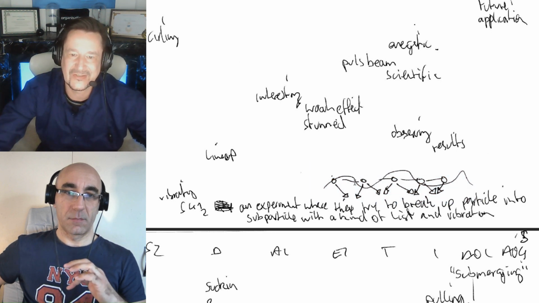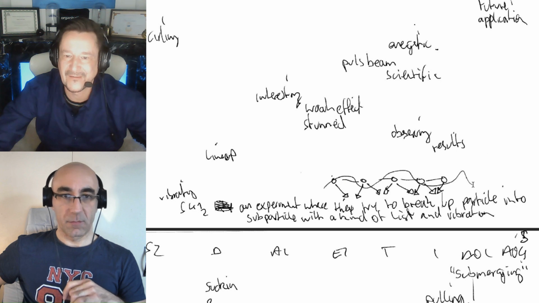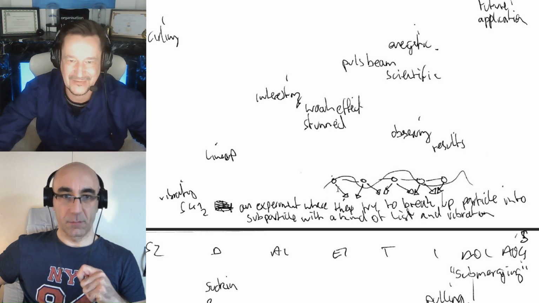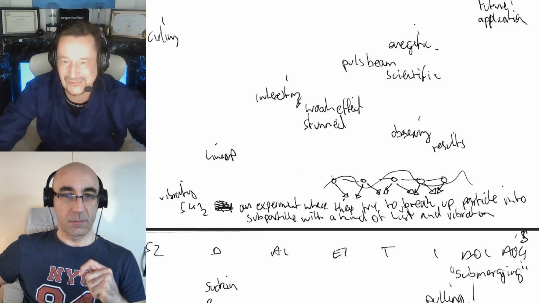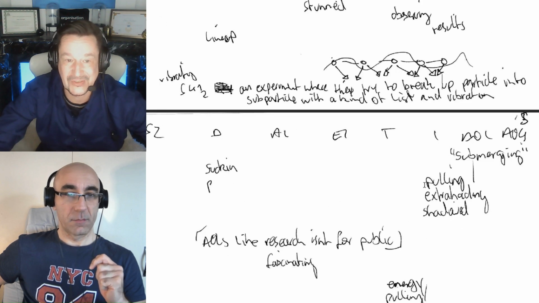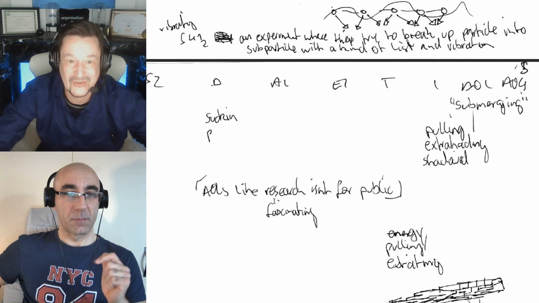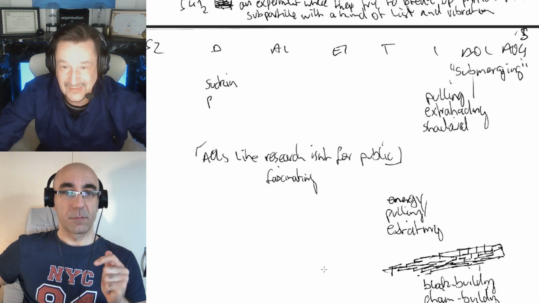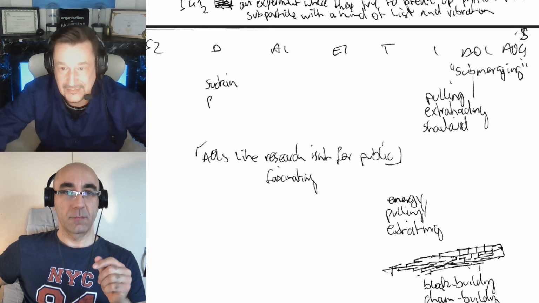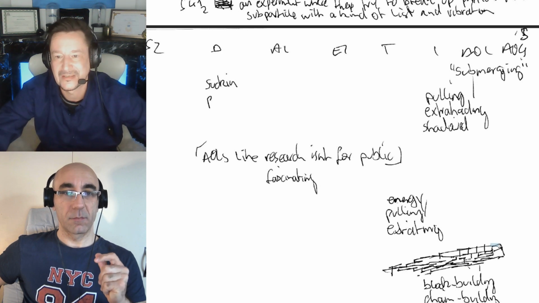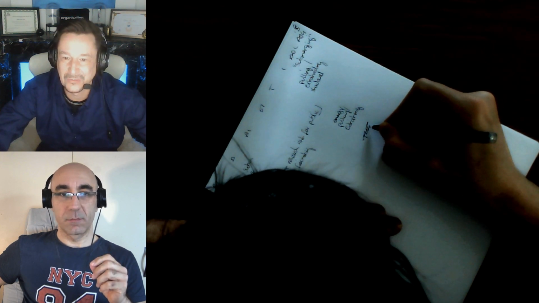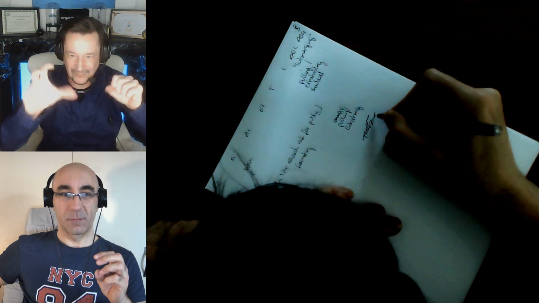Here, the sketch reminds me that it's a wave and these are particles at the same time. They were pushed or forced to a kind of place, like submerging, pulling, extruding, shadowing. The AOL signal, like research that isn't for public, has everything to do with energy, pulling, extruding, block building, chain building. It was another interesting impression for me, because it started automatically, like a blockchain, like block building from one block, building the next one. It's like a chain building.